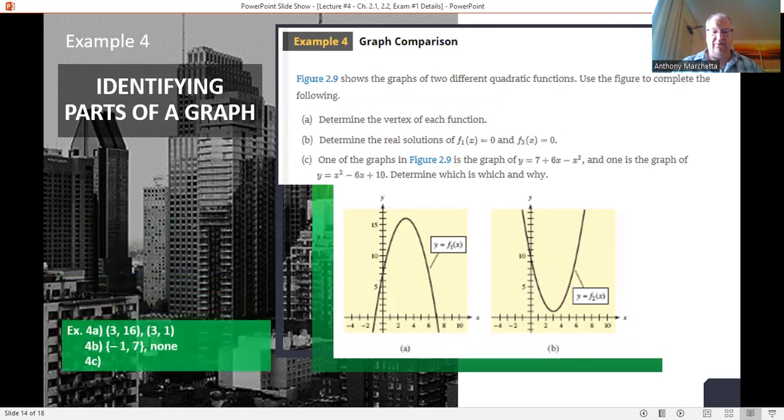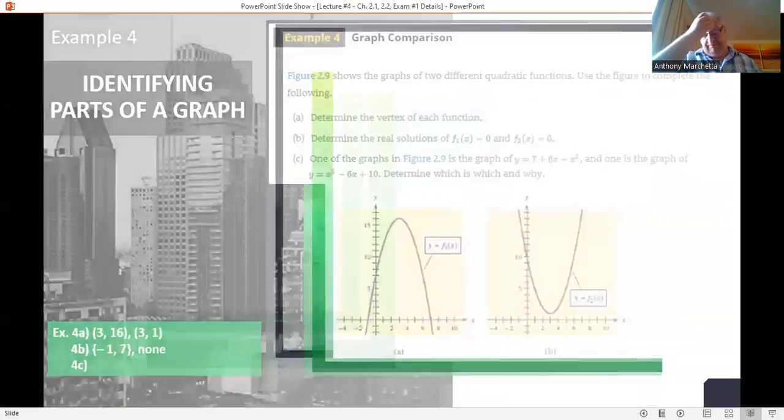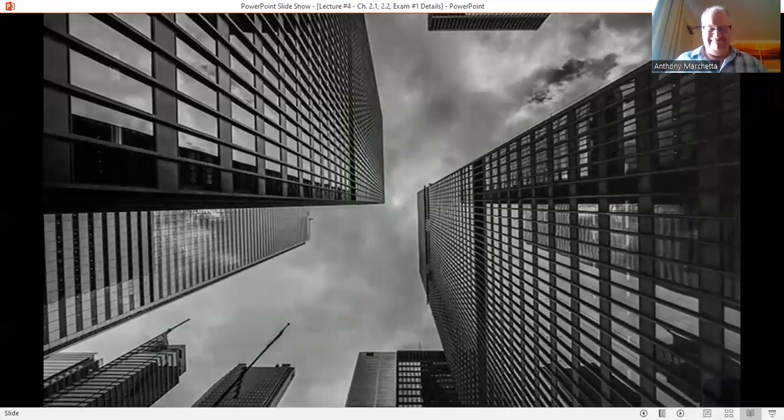So here are the solutions that we wanted for that one. And part C, we explained the answer. That the first one is the first one, the second one's the second one, using the coefficient.